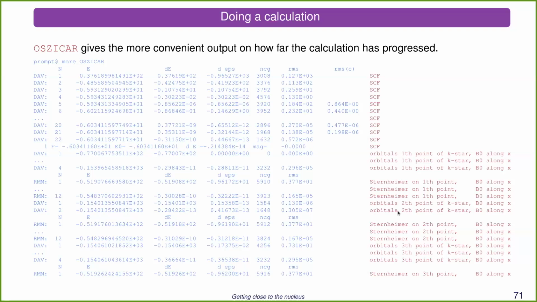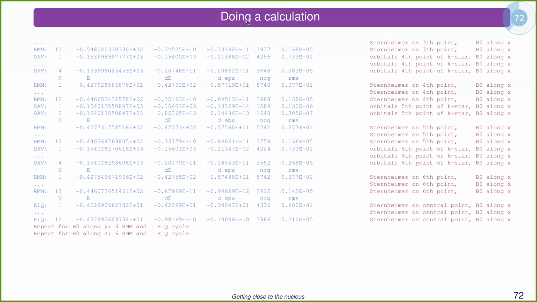So you go 1, 2, 3, 4, 5, 6, and then all those points do a Davidson and do a Sternheimer calculation. And then, meanwhile, after the 6th point, you're already on the next slide over here. Then you go to the central point where you already know everything, so you don't need to do a Davidson, and you do again an optimization. Now not called the Sternheimer, not called RMM, but called RLQ. And after this, you have done 7 of those for one direction magnetic field. Now you do another one in the Y direction and another in the Z direction, giving you 21 in total.